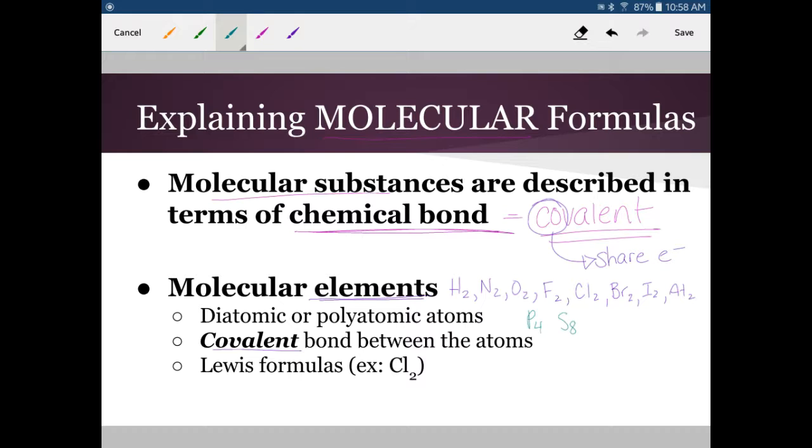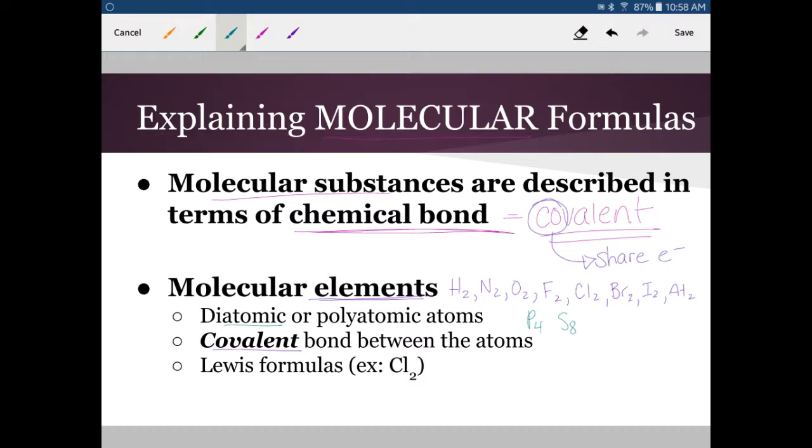Now, these are the elements found in their natural state. In nature, we do not find oxygen as a single atom. We always find it as diatomic. Same with any of the other diatomic elements listed. And in nature also, we find sulfur, and we don't find just a single sulfur atom. We find 8 sulfur atoms bonded together.